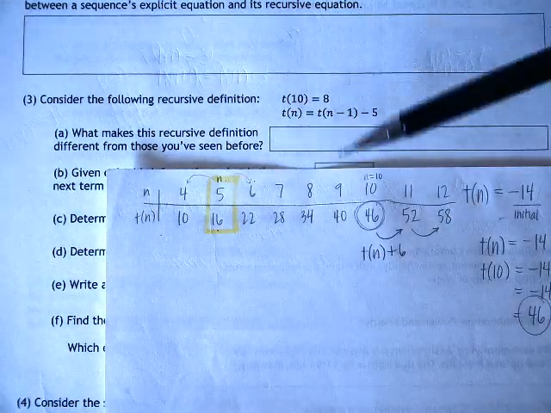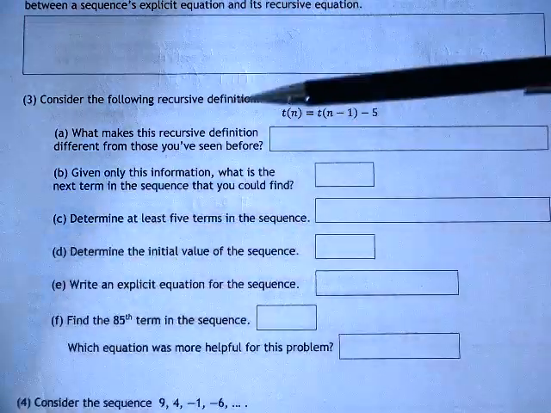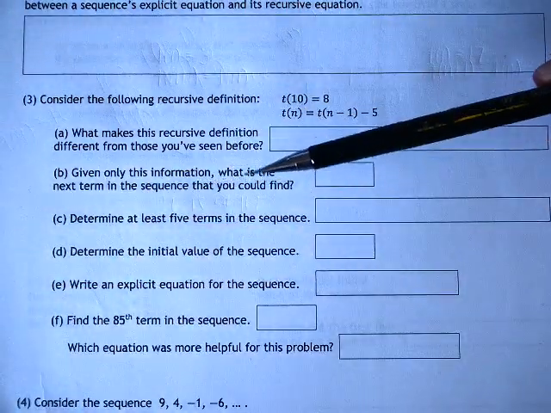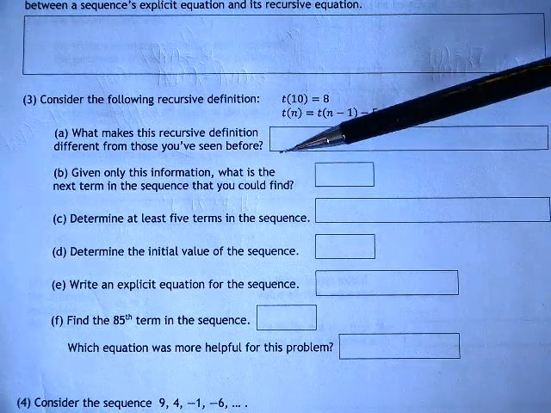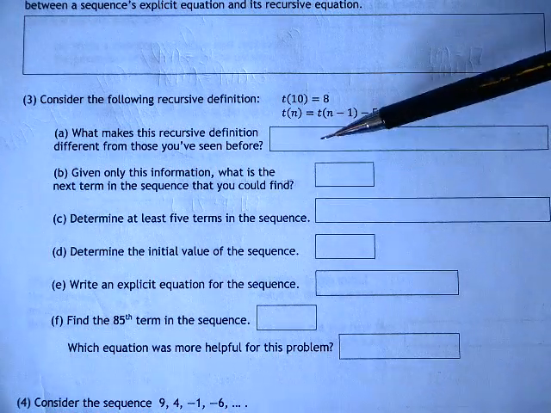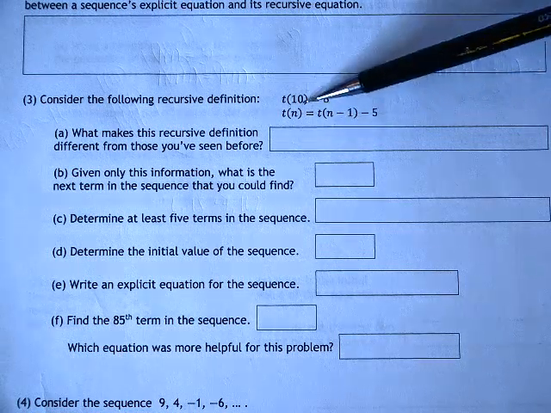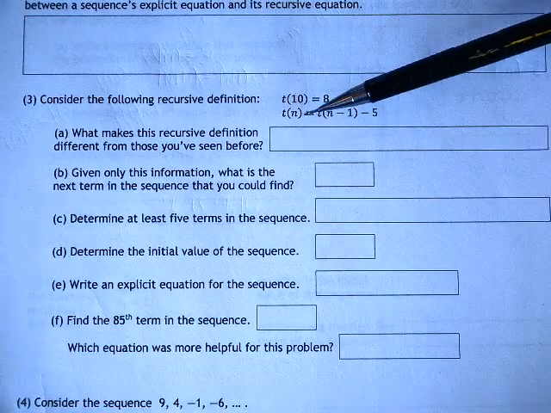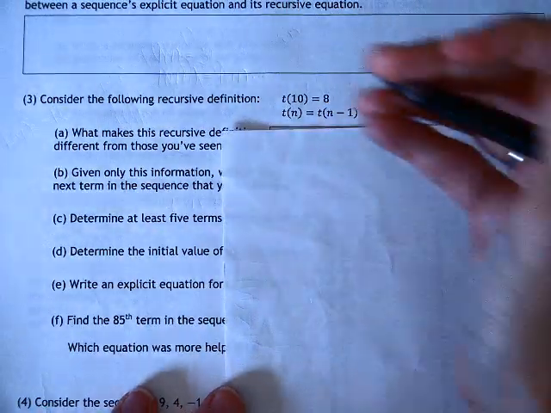Now, getting a little bit sidetracked there for a moment, I'll come back to the question at hand. In question letter B, it says, given only this information, what's the next term in the sequence that you can find? Now, if you're not really sure, and your instinct is like, well, okay, they gave me some information, but I'm not really sure what to do with it, consider making a table of values again.